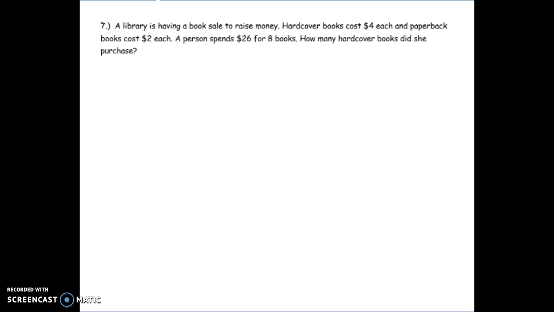Alright, so the first one says a library is having a book sale to raise money. Hardcover books cost $4 each and paperback books cost $2 each. A person spends $26 for 8 books. How many hardcover books did she purchase?